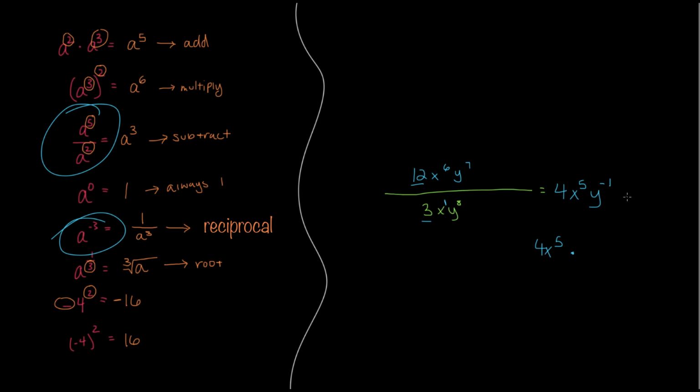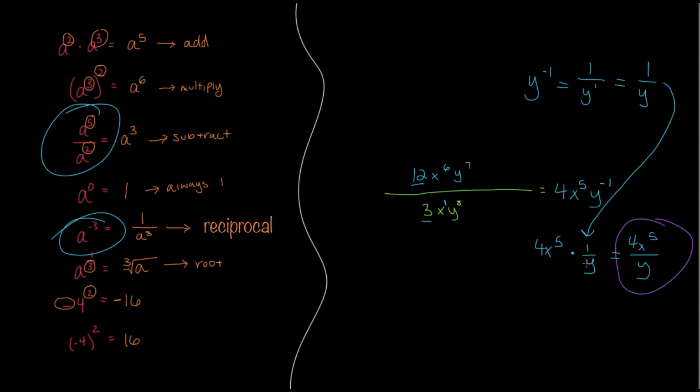times, and then y to the negative 1st. So remember, y to the negative 1st is going to be equal to 1 over y to the 1st. Remember, we take the reciprocal, get rid of the negative. So 1 over y to the 1st is the same thing as 1 over y. So I'm going to place this right here. So 4x to the 5th times 1 over y is going to be equal to 4x to the 5th over y. So looking at this one, this is now our final answer, 4x to the 5th over y.